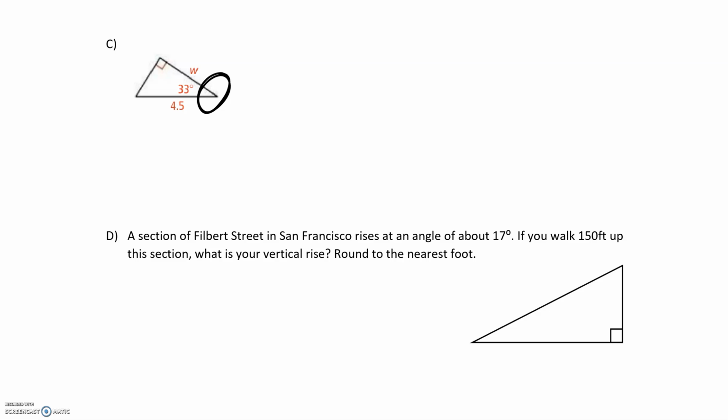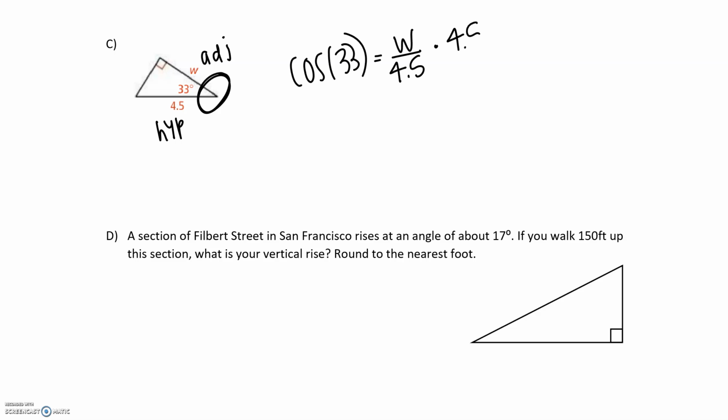Okay. And our last one here, this is the angle we've got. We have our adjacent side and our hypotenuse. So we're going to use cosine. So we've got cosine of 33 equals our adjacent, which is W, over our hypotenuse, which is 4.5. So if we multiply both sides by 4.5, that leaves us with W equals 4.5 cosine of 33, which means that W equals about 3.8.